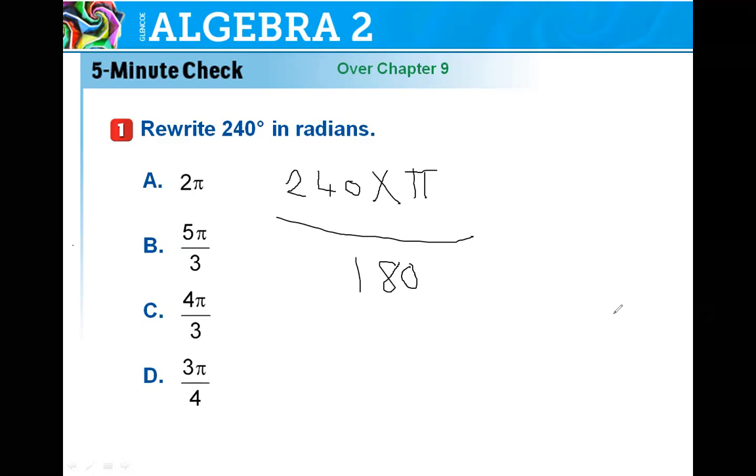It equals 4 pi over 3. Yes, 4 pi over 3, letter C. So the answer will be letter C, 4 pi over 3. Okay, thanks, Musa. We're going to the next example.